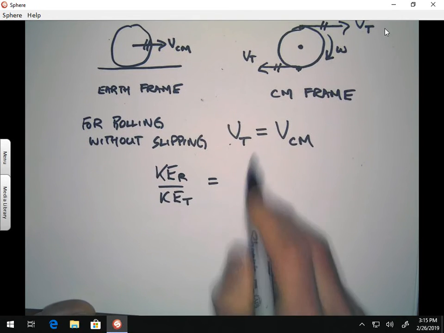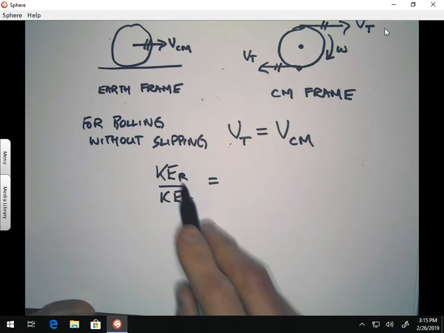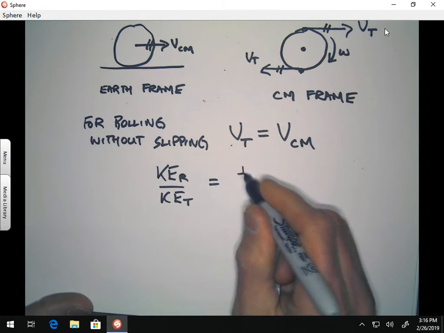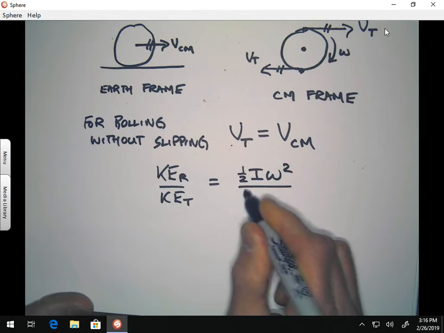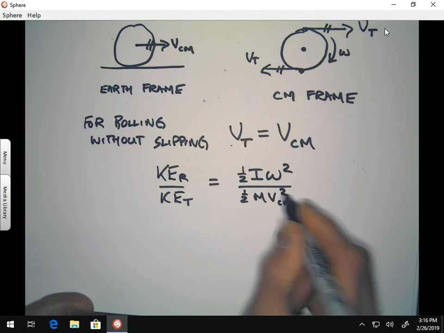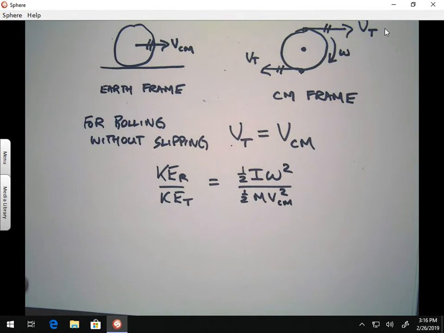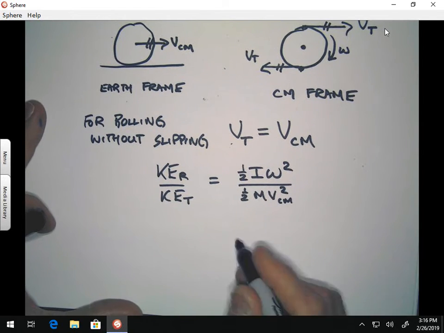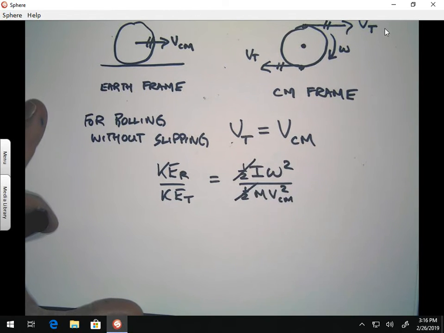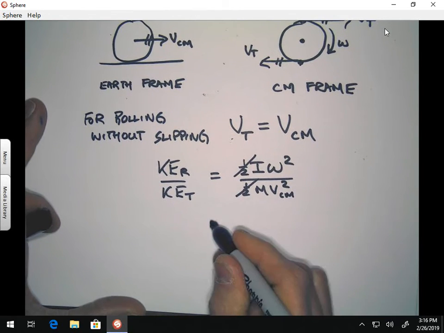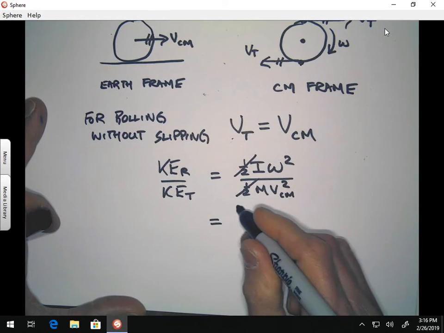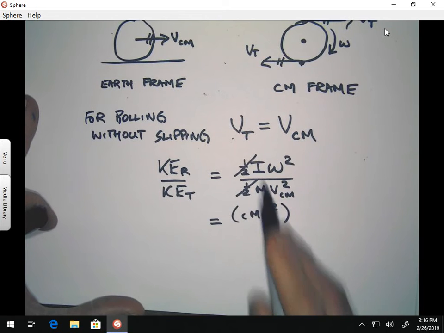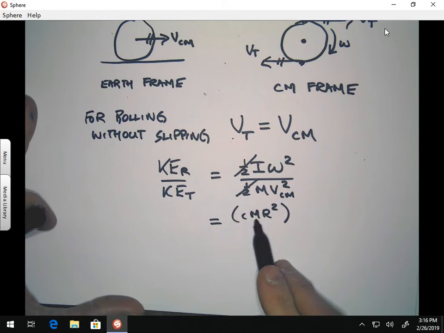So I'm now going to use this, and I'm going to figure out the ratio of rotational to translational kinetic energy, so we can answer the question that we put out there. I'm going to fill in the formulas. Okay, so you should recognize those. I'm also going to do a little bit of canceling, and then I'm going to do some substituting. The first thing I'm going to substitute is for I, and I'm going to replace I with C times mr squared.